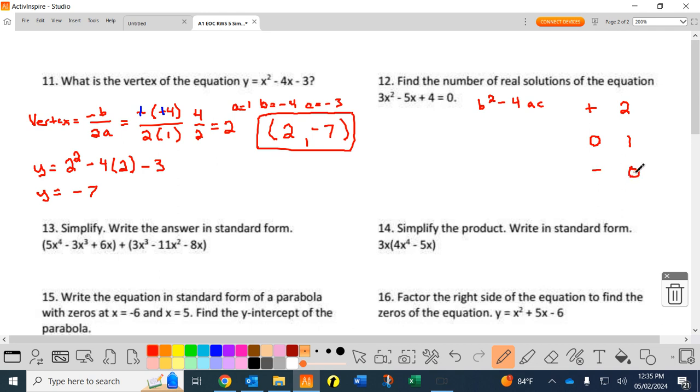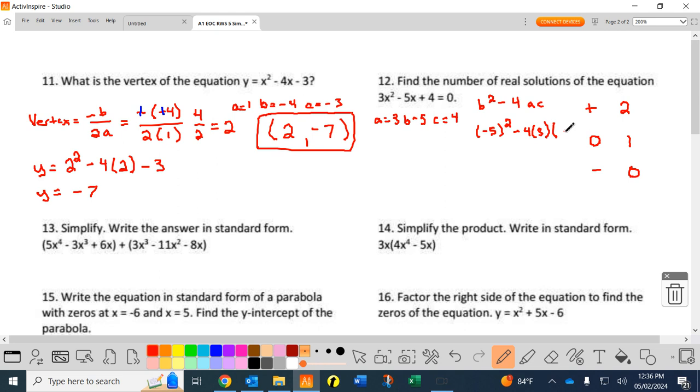So we'll pull out our a equals, next to the x squared term is our 3. Our b is going to be next to the x term, it's going to be -5. And our c is going to be the constant by itself, which is going to be 4. When we plug that into this formula, that's going to be b squared, so it's going to be -5 squared minus 4 times 3 times 4.